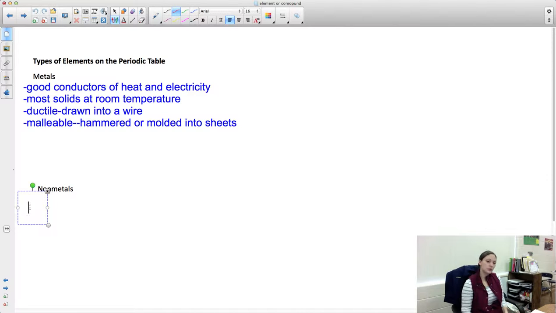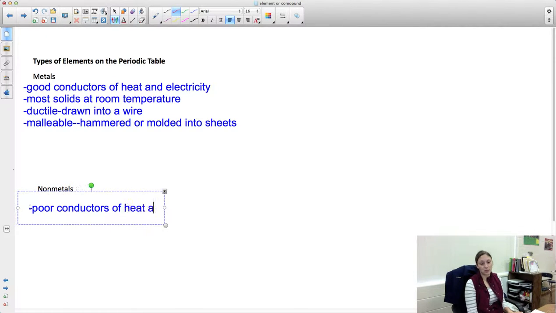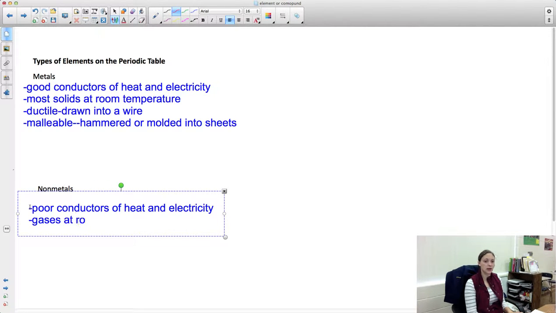So let's look at some properties of nonmetals now. Okay, nonmetals are kind of the opposite of metals. They are poor conductors of heat and electricity. They tend to be gases at room temperature.